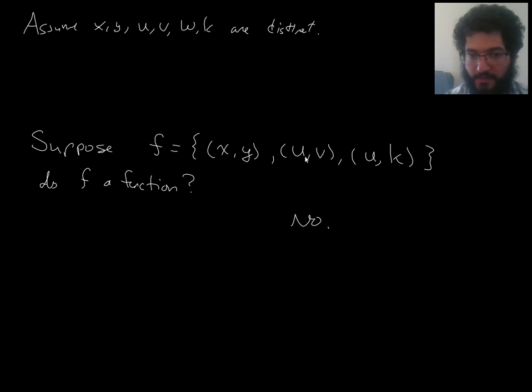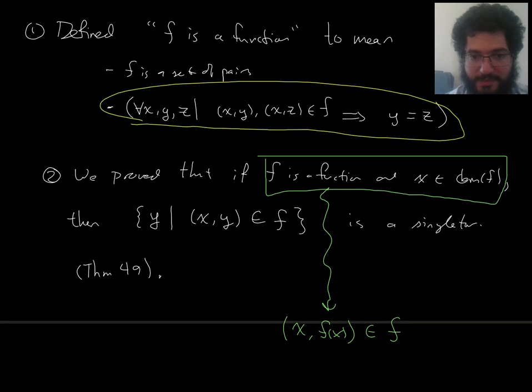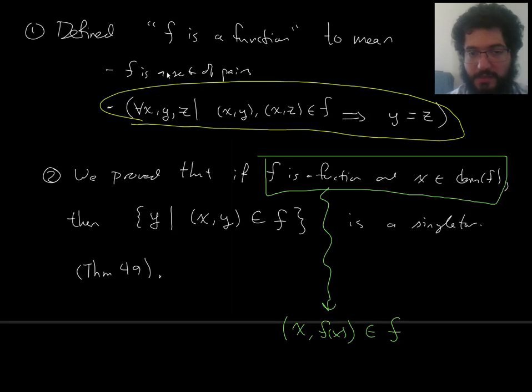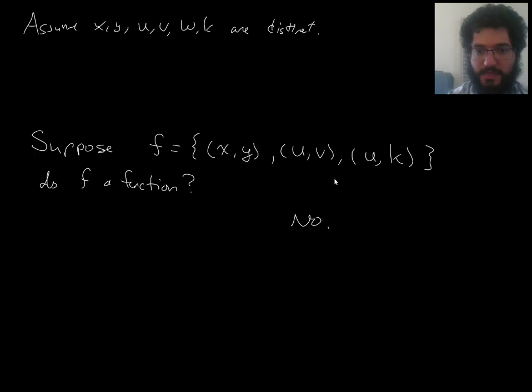we have violated that condition from way back here, this condition circled in yellow. I do have a pair where the first things match up, but the second things don't. And one violation is enough to make this not be a function, since the condition back here was a for all. So this is definitely not a function because the u's match here, but v is not equal to k.